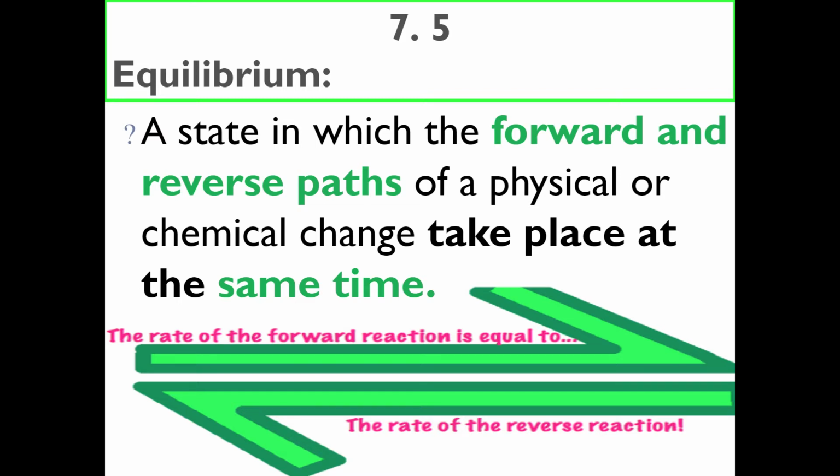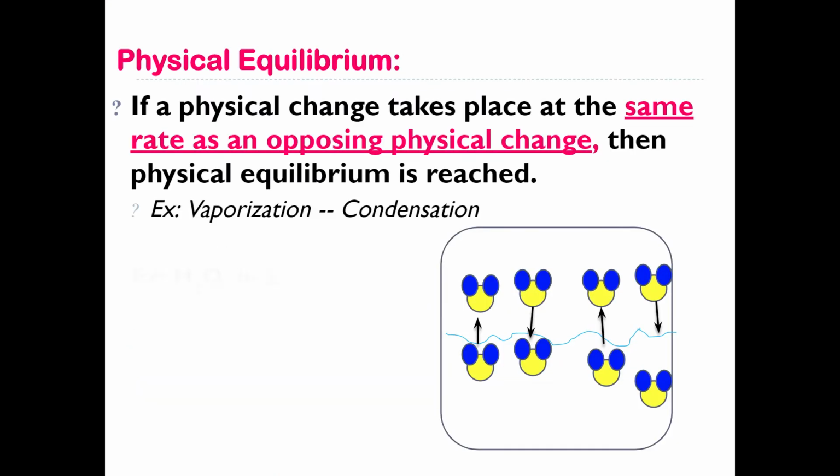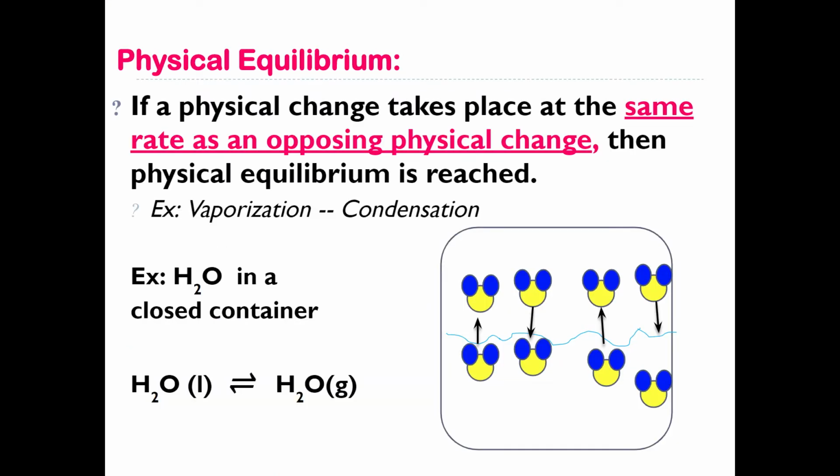Right when you set the reaction, it's going to send that wave out. It's going to hit stuff, keep going back and forth, keep moving, until at some point it's going to equal out and stop reacting. The first one we're going to talk about is physical equilibrium. If a physical equilibrium takes place, that means the same rate as an opposite opposes the physical change, then physical equilibrium is reached. This is just like if you had water and you freeze it.